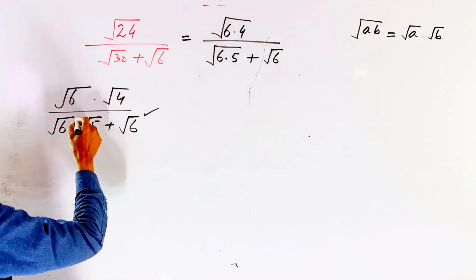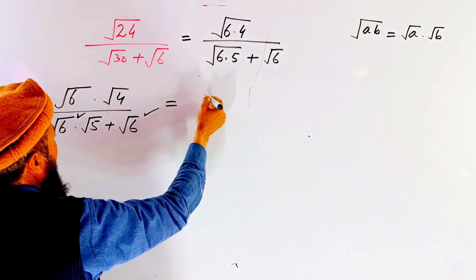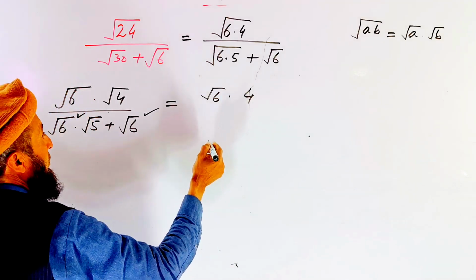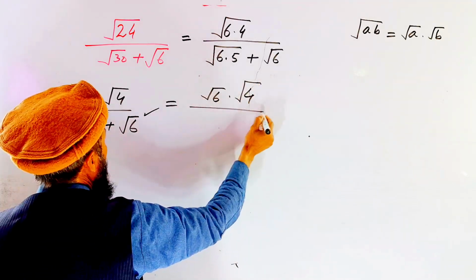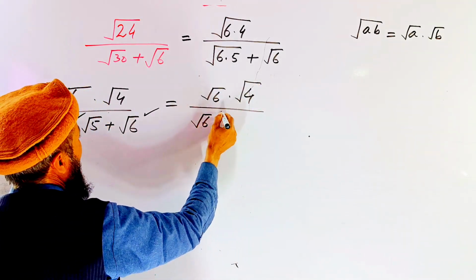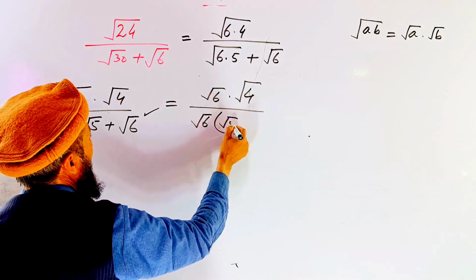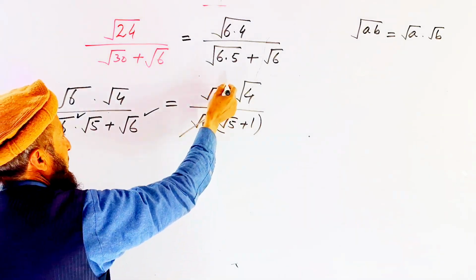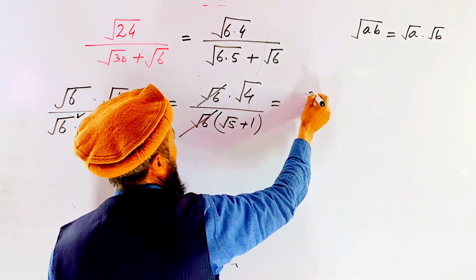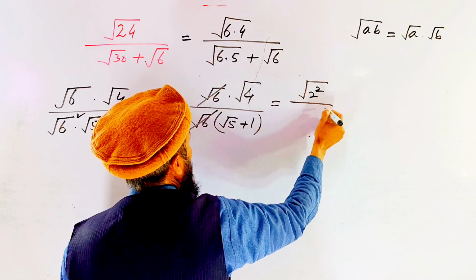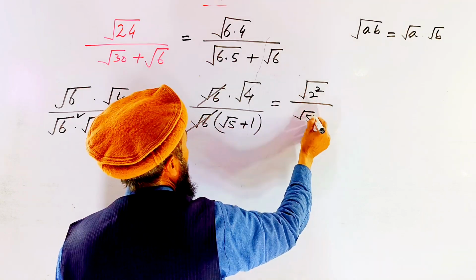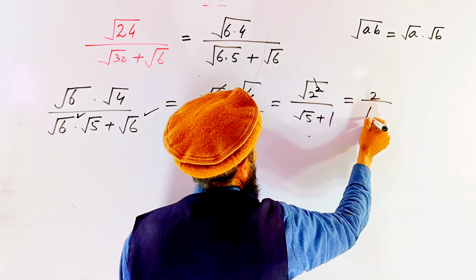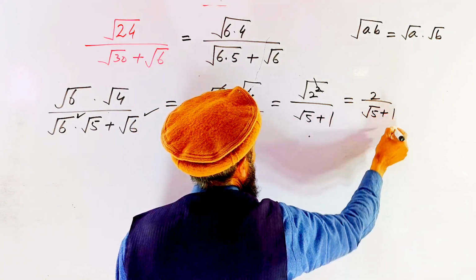Here we take √6 common from the numerator and the denominator: √6 times √4 divided by √6 times (√5 plus 1), since 1 is remaining here. So the √6 cancels, and √4 we can write as 2, divided by √5 plus 1. We get 2 divided by √5 plus 1.